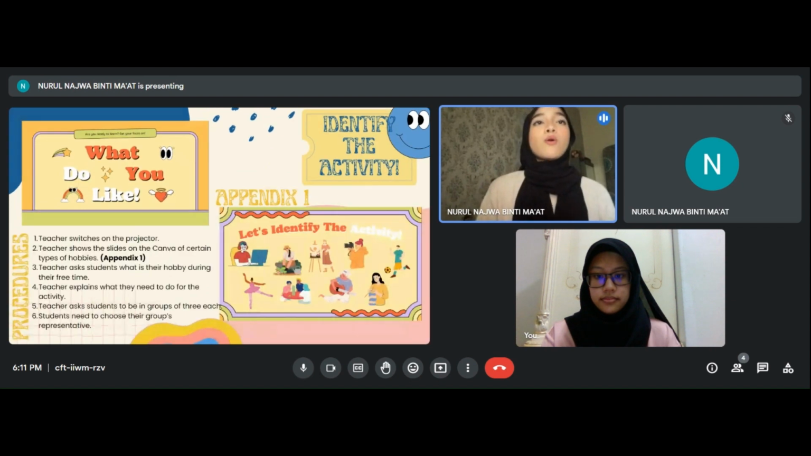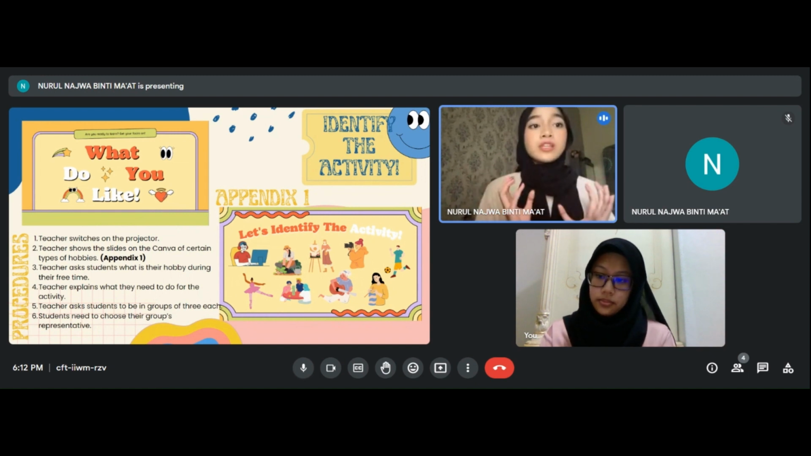So let's move on to the procedure of how this activity will be conducted in the writing classes. First and foremost, the teacher switches on the projector. After that, the teacher shows the slide on the canvas of certain types of hobbies. As you can see here, I have stated two pictures from the slides. The first one is the topic, to gain ideas from the students of which topic they will be learning. And the second one is some random pictures of types of hobbies, so they need to guess or give names of those pictures, and then the teacher asks students what their hobby is during their free time.